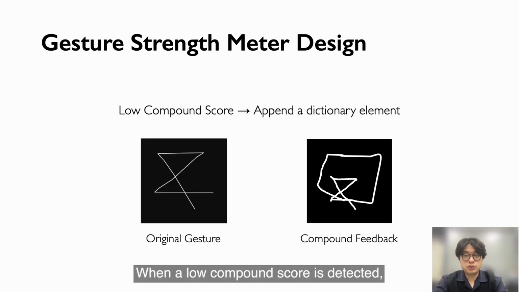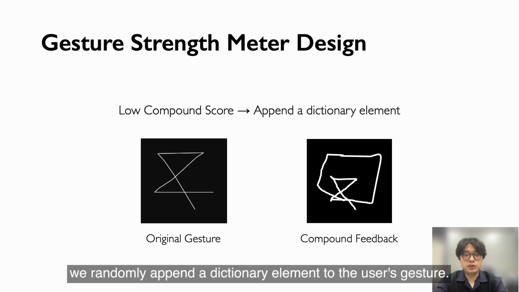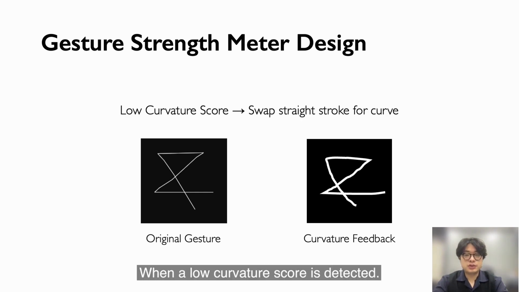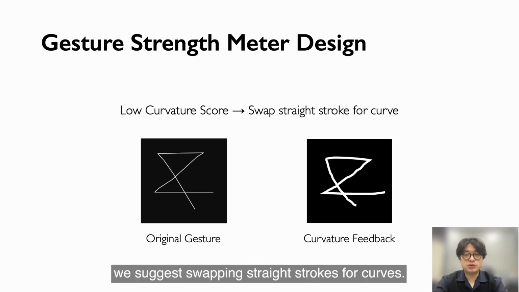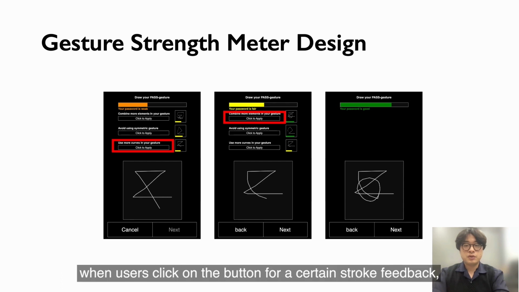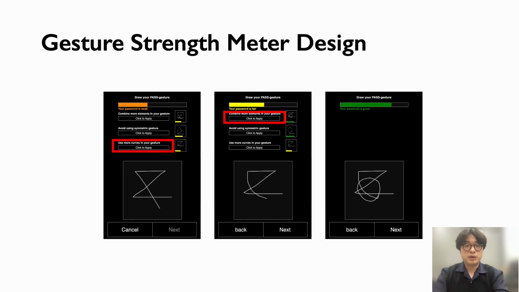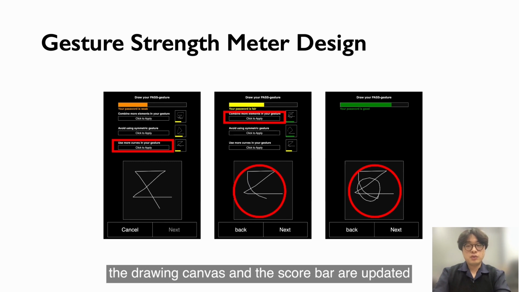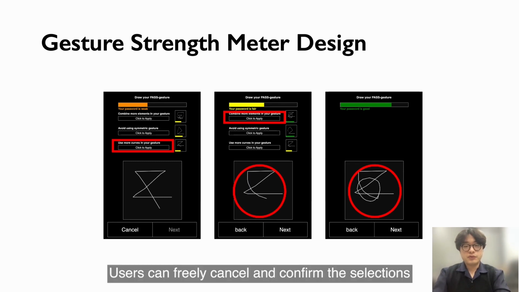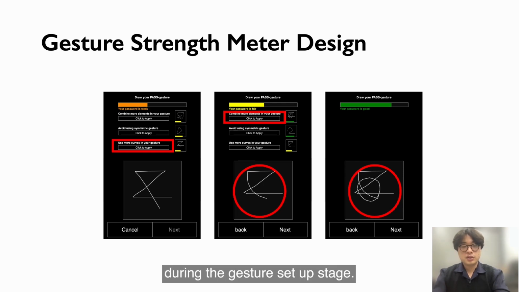When a low compound score is detected, we randomly append a dictionary element to the user's gesture. When a high symmetry score is detected, we rotate a portion of the gesture. When a low curvature score is detected, we suggest swapping straight strokes for a curve. When users click on a button for certain stroke feedback, the drawing canvas and the score bar are updated with the modified gesture. Users can freely cancel and confirm the selections during the gesture setup stage.